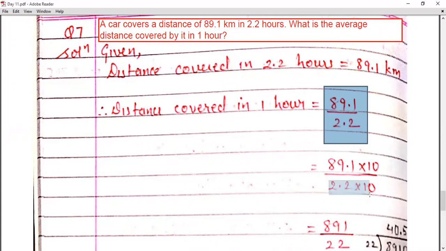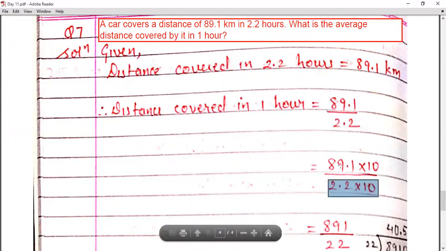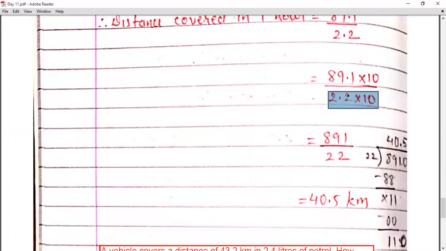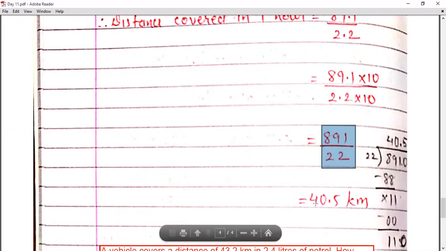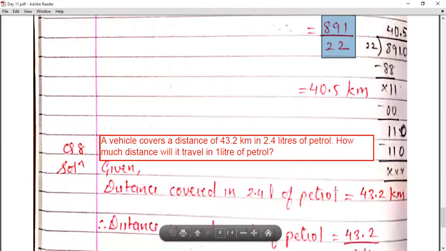Hence, you can see this is the division of one decimal number by another decimal number. Converting the denominator decimal number into a whole number by multiplying both numerator and denominator with 10, I will get the value as 891 divided by 22. On performing simple division, I will get the value as 40.5 kilometers. So the distance covered in 1 hour is equal to 40.5 kilometers.